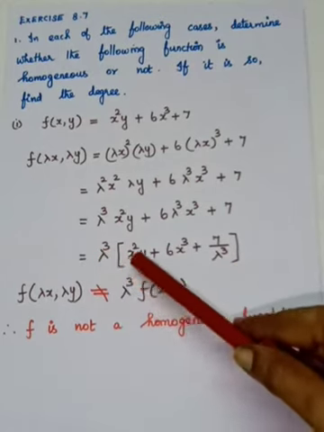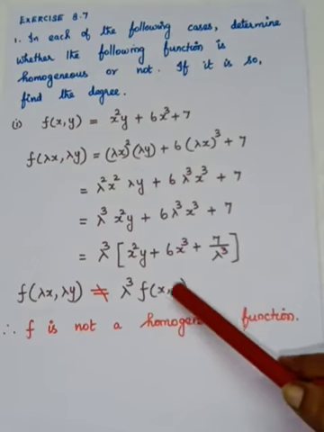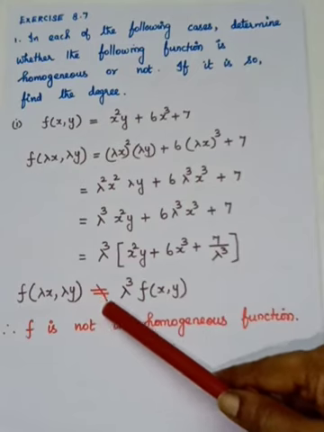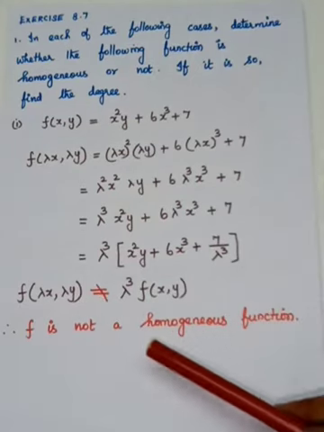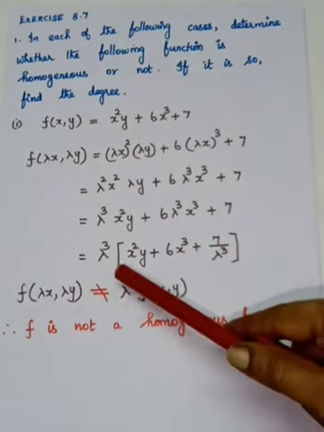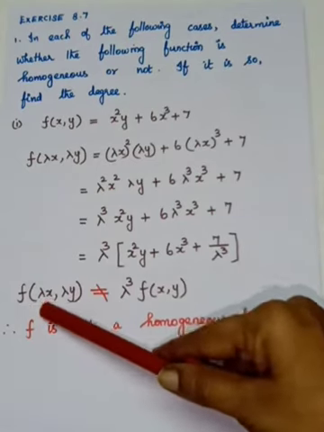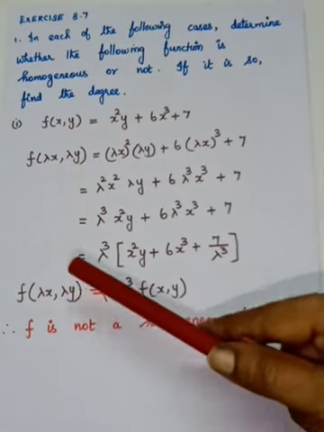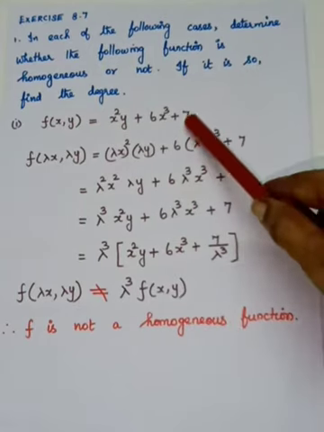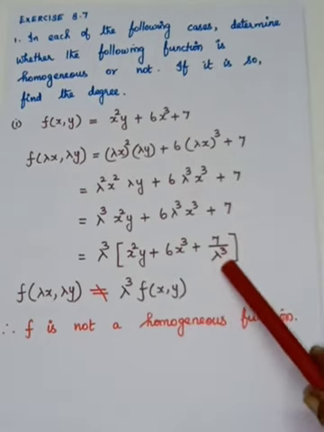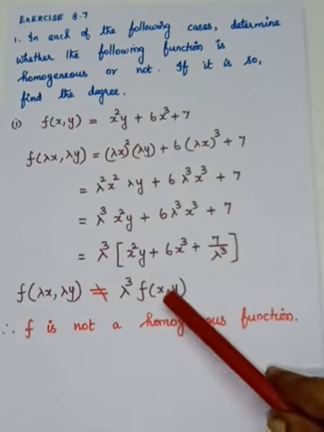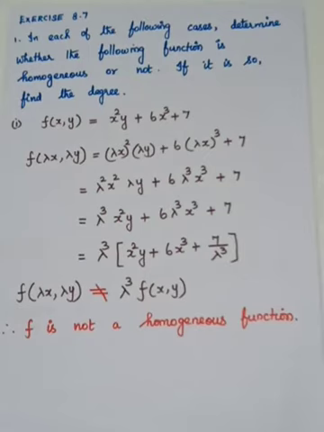So we have taken the lambda out, but we are not getting the original function. That's why I have written it is not equal to. If it is not equal to, we can't say the function is homogeneous. So therefore f is not a homogeneous function, because after substituting x as lambda x and y as lambda y, it is not equal to lambda power p into the original function. In the original function, here you are having 7, but here what did you get? 7 by lambda cube. So that is not the original function. So therefore f is not a homogeneous function.